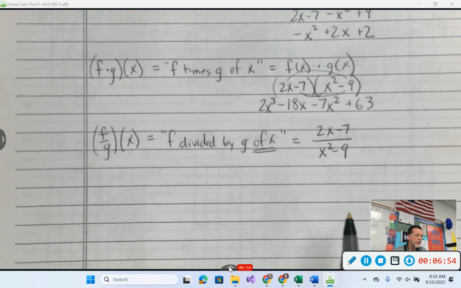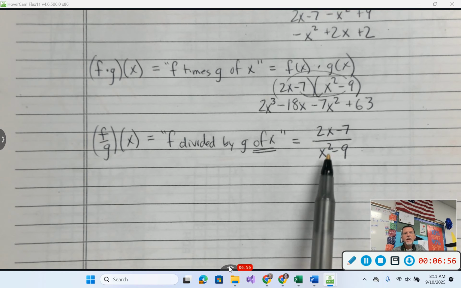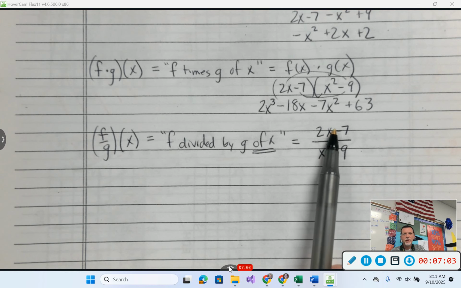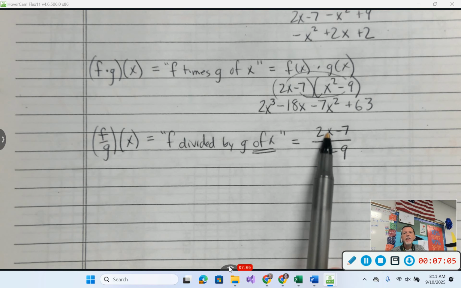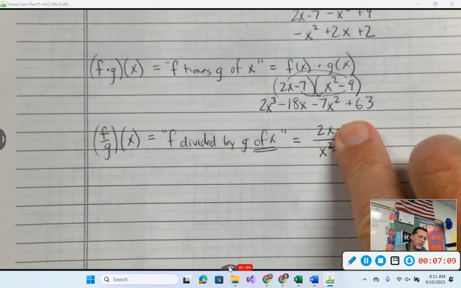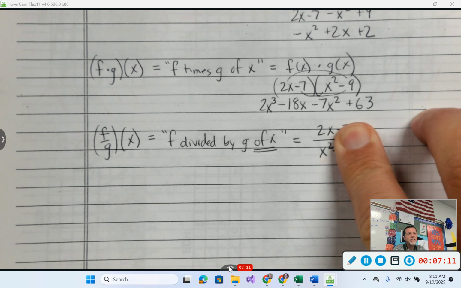Get my ball ready to throw at somebody if I need to. Can I reduce the 2x and the x squared? No. Good. No one is going to be assaulted by me today. Good. Do not reduce those. Why can't I reduce those? I mean, 2x over x squared, why can't I reduce an x?